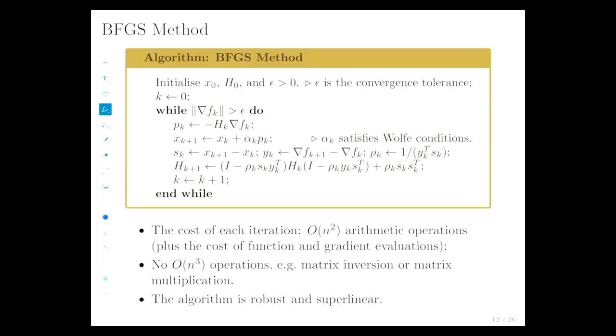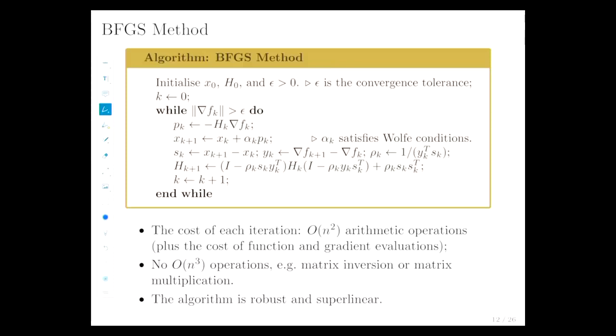So a simple implementation of the BFGS algorithm would look like this. Start from some initial guesses for H and X, some tolerance epsilon, and then keep updating: find the search direction P, find the step size, construct these variables yk, sk, rho k, do the update on H, repeat. So that's a very simple implementation of the BFGS method.